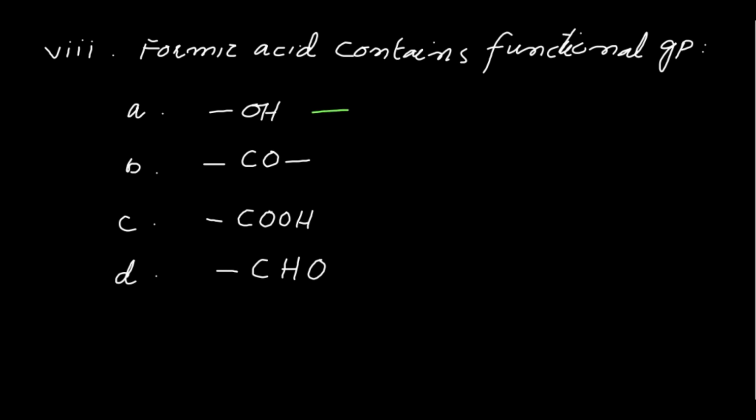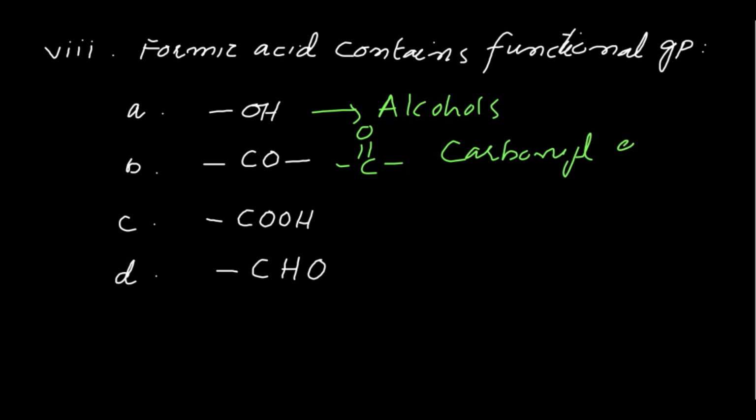The first functional group is the hydroxyl group. Right, students? And this group is present in alcohols. Alcohols. A CO group. CO group को हम इस तरह से भी लिख सकते हैं. This is the carbonyl group. ठीक है? This group is known as the carbonyl group. Carbonyl group. Right, students? And this group is present in a number of organic compounds like ketones, aldehydes, etc.